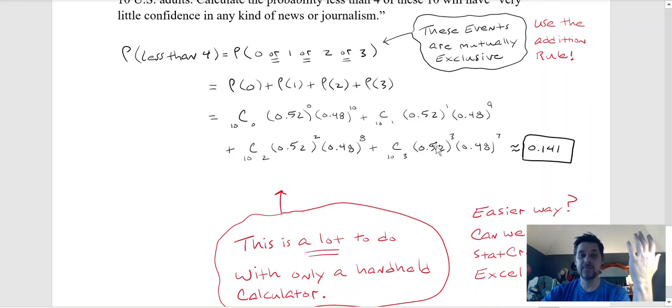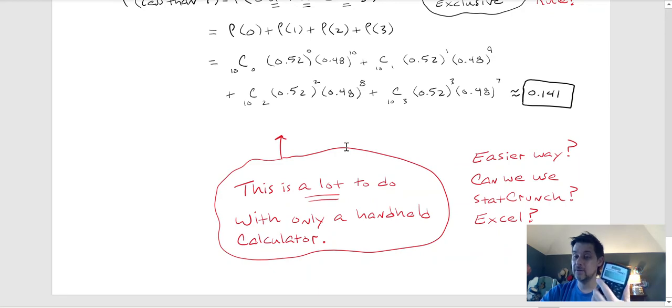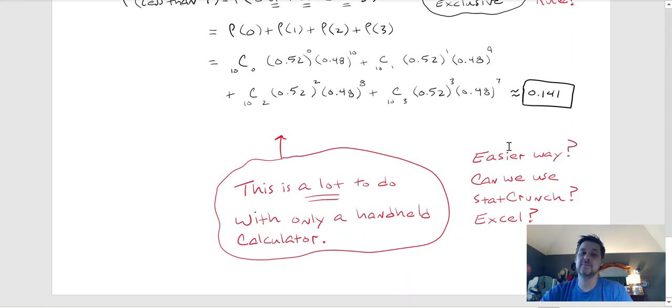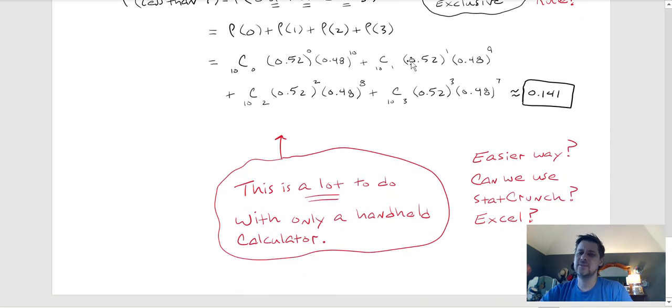Now what that works out to be, this is a lot of math to do on a handheld calculator. Let me tell you. But as it is, I did all these individually and I added the 4 results together. I got 0.141. So that's like a 14% chance, okay, that you select 10 and less than 4 of them will have very little confidence in any kind of news or journalism. Okay, so that's hard to do, but that's the formula.